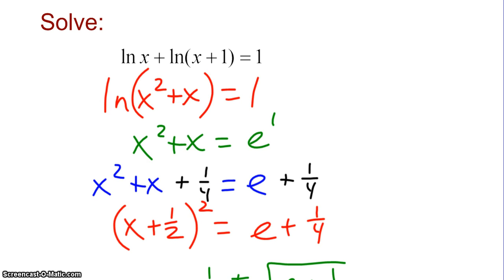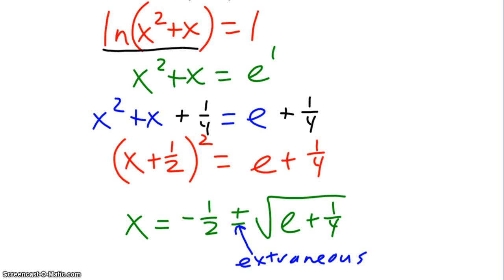Alright, so this starts off similar to the last one. We're going to first combine the two logs on the left. Because we have addition, we can combine them and multiply what we're taking the log of, and we get the natural log of x squared plus x equals 1. Now, again, next step is the same. Change it into an exponential to get rid of the log. So x squared plus x equals e to the first.